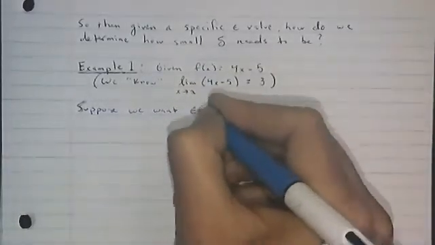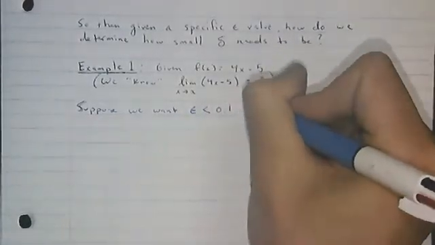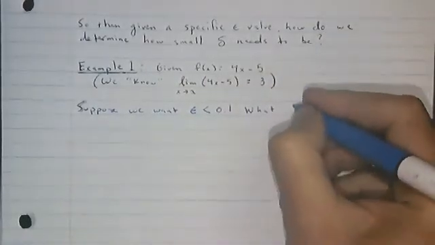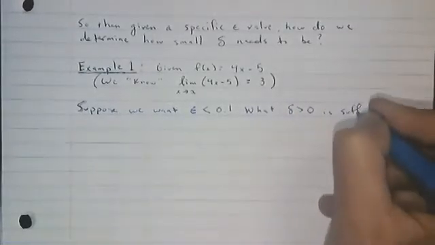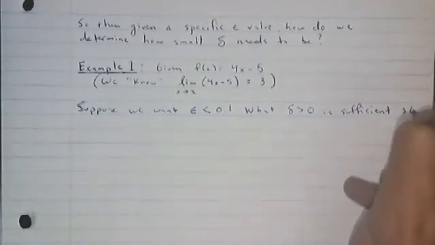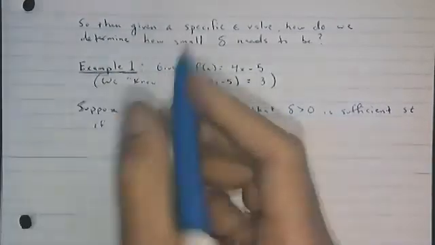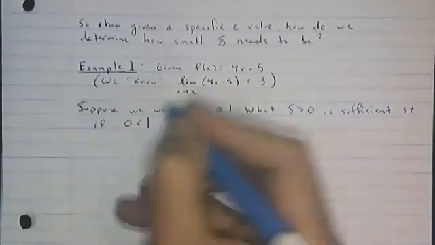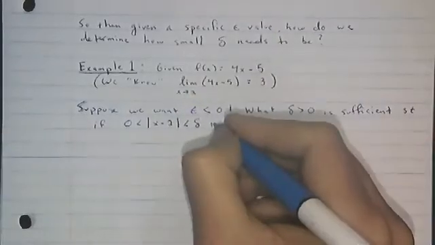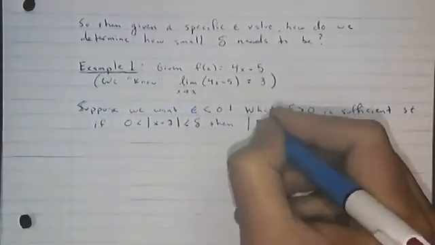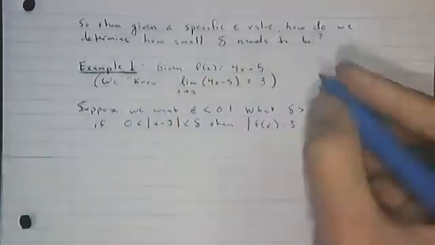We want epsilon within a tenth. What value of delta, greater than 0, it's always got to be greater than 0, is sufficient such that if we are within this delta of 2, then we are within epsilon of 3.